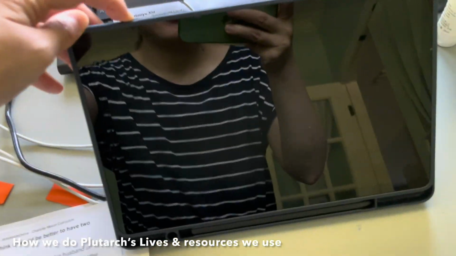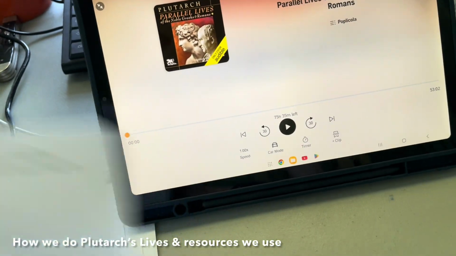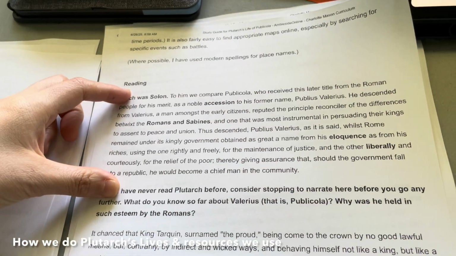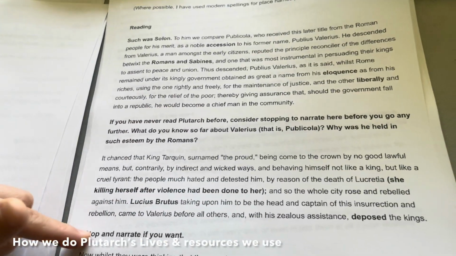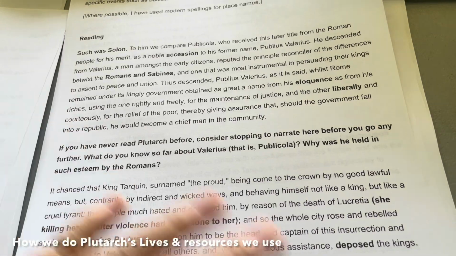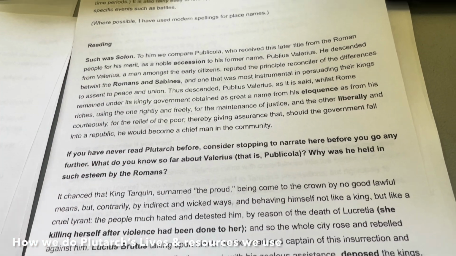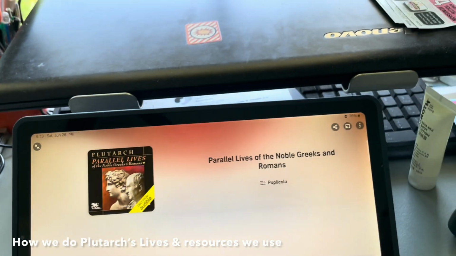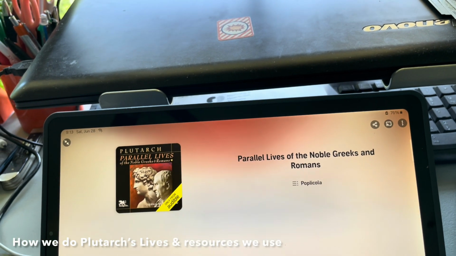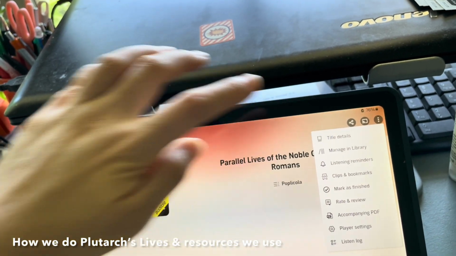So I was looking for an audiobook that could read it for me, but then I wanted to use the study guide to stop after a short paragraph. So I wanted to find an audio that's similar to this text, because there are different translations. So I saw this, that's the Parallel Lives by Plutarch. Let's see the title detail.